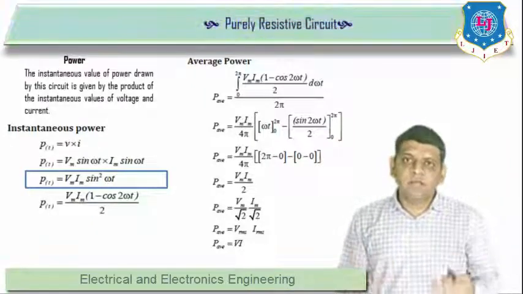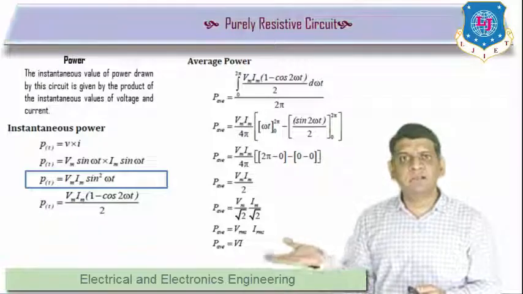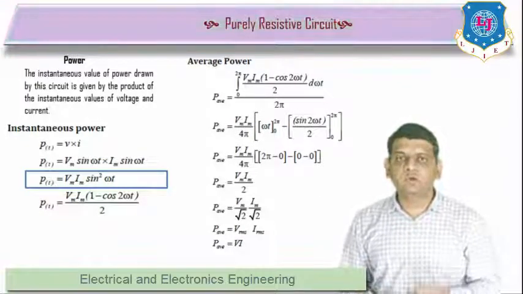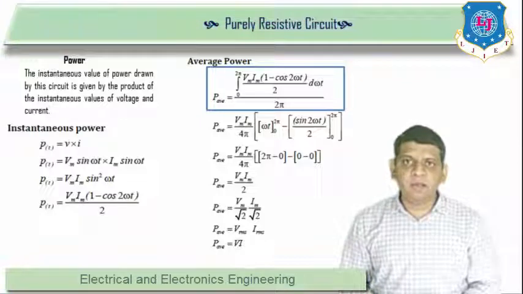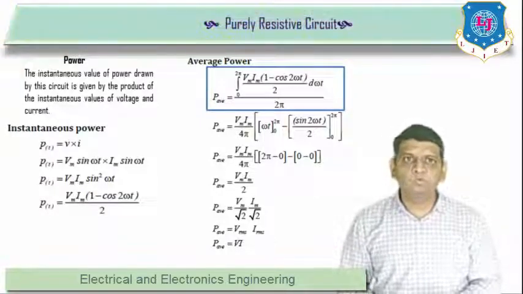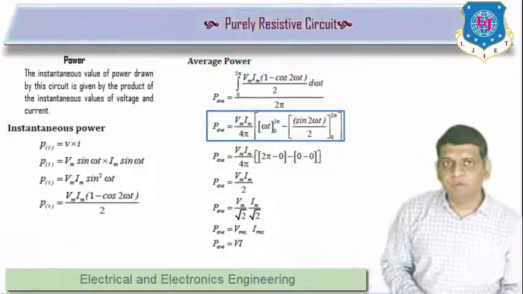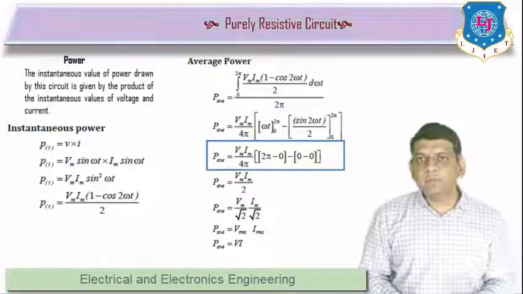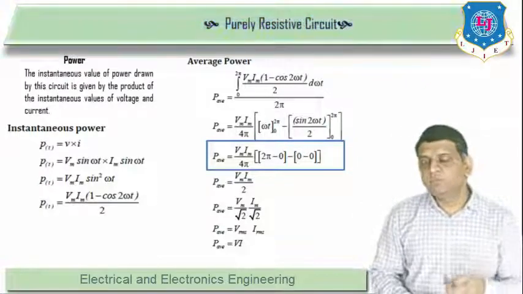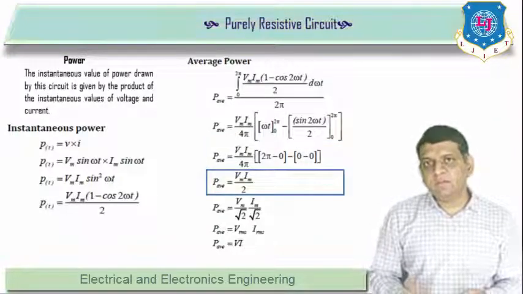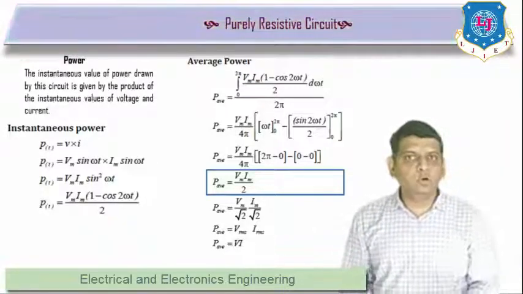Now let's take the integration of this power equation over a complete full cycle, which starts from angle 0 and ends at angle 2 pi or 360. If I take the average value of this power, P average is equal to the integration from 0 to 2 pi of Vm Im into 1 minus cos 2 omega t divided by 2, d omega t, divided by the total interval 2 pi. Once you take the integration, P average is equal to Vm Im divided by 4 pi in bracket 2 pi minus 0 minus in bracket 0 minus 0. Once you solve this equation, you get P average is equal to Vm Im by 2, and further expanding, P average is equal to Vm by root 2 into Im by root 2.